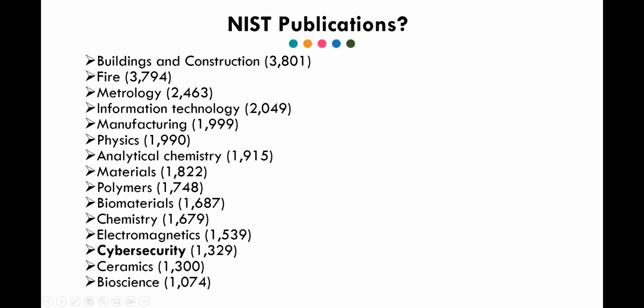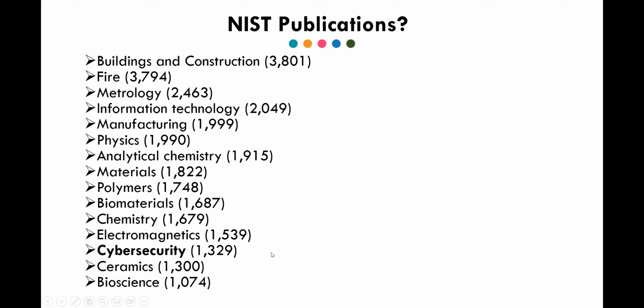Now, these are some of the publications or some of the standards that NIST has so far, right? Under building and construction, they have 3,000 and change. Under fire, they have 3,000 and plus. Metrology, they have over 2,000. Now, the list goes on: information technology, over 2,000. So physics, material, biomaterials, chemistry, electromagnetics. Our main focus is cybersecurity and also information technology, right?